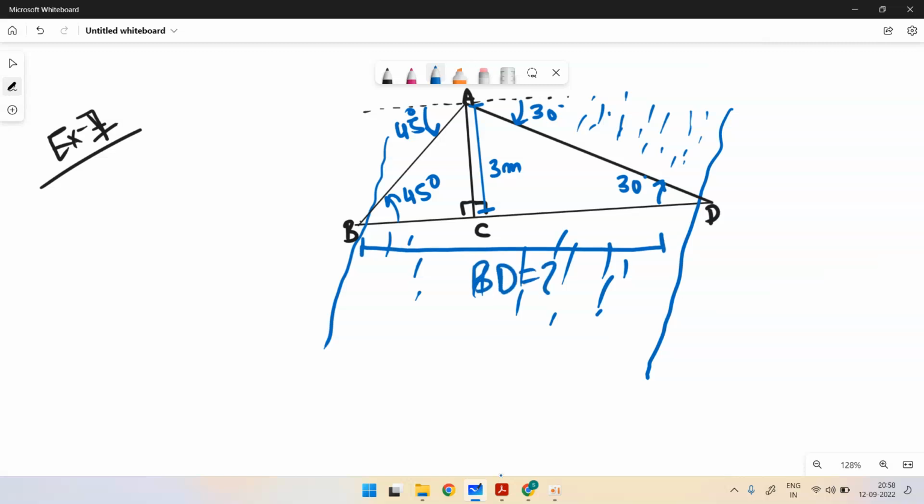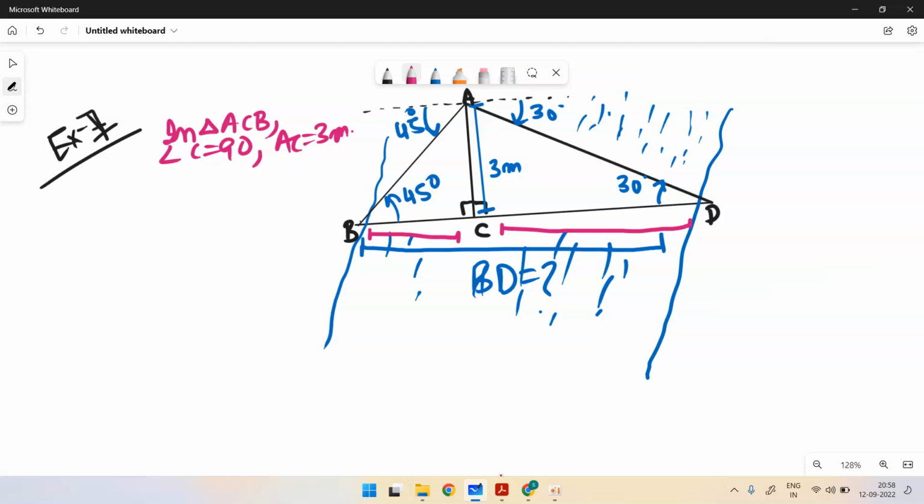BD equal to what? First, in triangle ACB, you know that angle C is 90 degrees, and BC you don't know. AC you know, AC is going to be 3 meters. Now to find BD, you need to find BC and CD. You need to find this and this in order to get the value of BD.